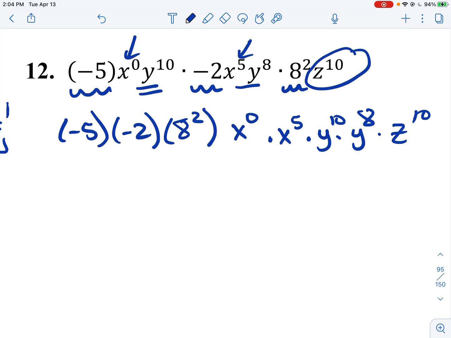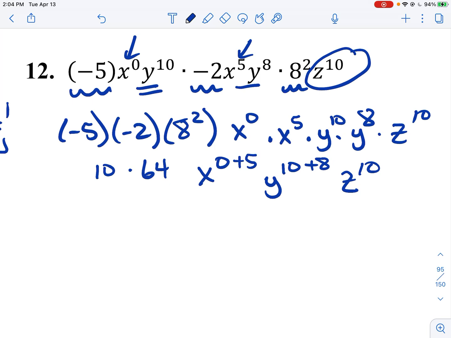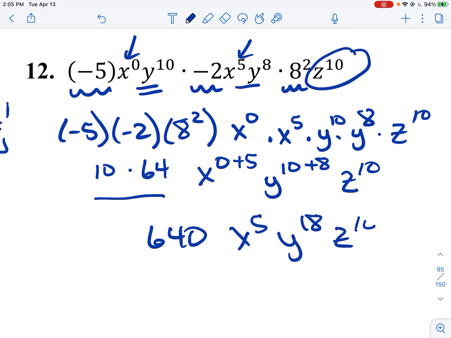Okay, -5 times -2 gets me 10. 8 squared is 64. Then I have 0 plus 5. I have 10 plus 8. And I have z to the 10th. Multiply these together and get 640. X to the 5th, y to the 18th, z to the 10th. I hope that helps.